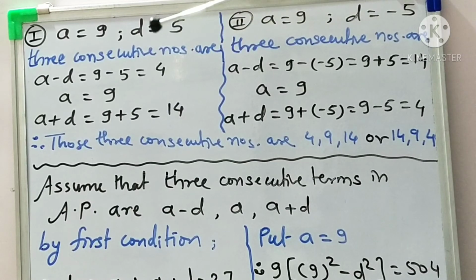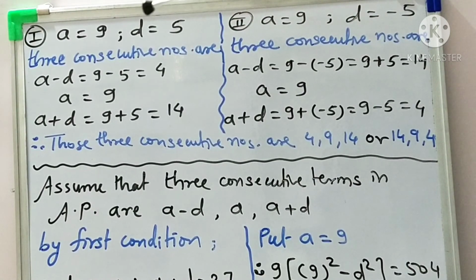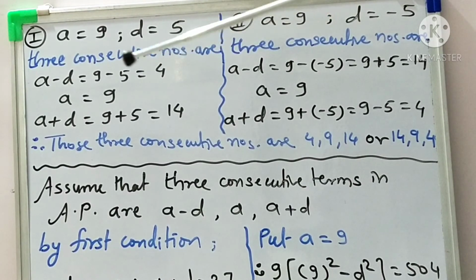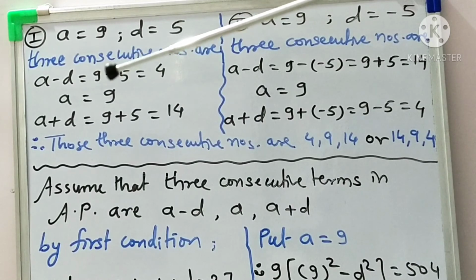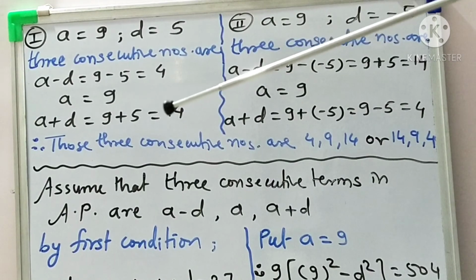So here we have those three possibilities. As a equal to 9, and if d is 5, then three consecutive numbers are a minus d, means 9 minus 5 as 4, a means 9, and a plus d means 9 plus 5 as 14.